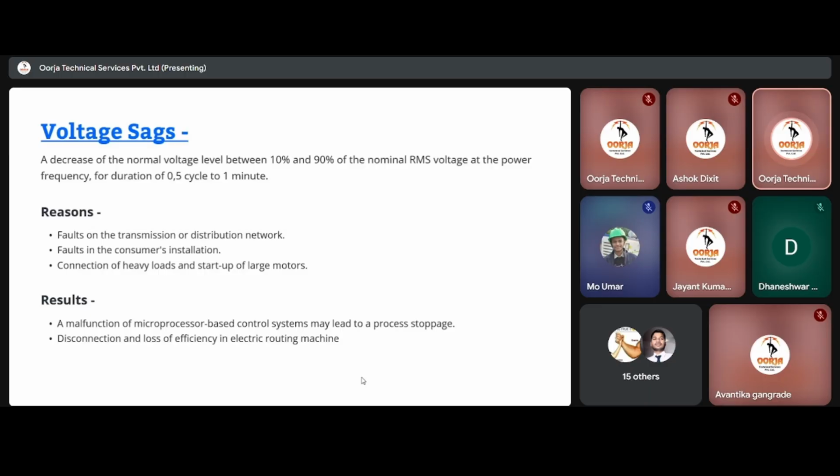Voltage sag. A decrease of normal voltage level between 10% and 90% of normal RMS voltage at the power frequency for a duration of 0.5 cycle to 1 minute. Reasons: faults on the transmission and distribution network, faults in the consumer installations, connection of heavy loads, and startup of large motors. Results: malfunction of processor-based control systems may lead to process stoppage, disconnection, and loss of efficiency in electrical rotating machines.